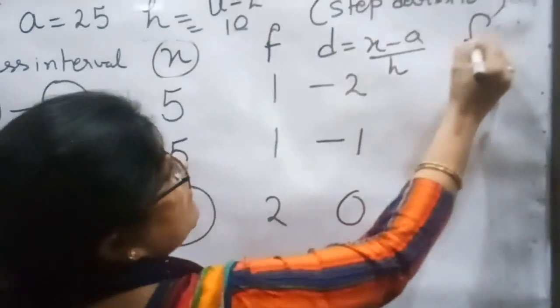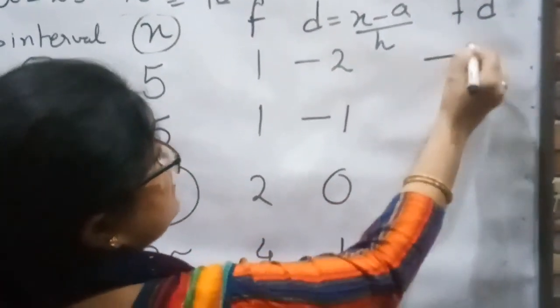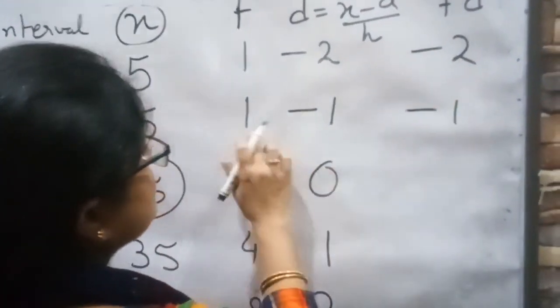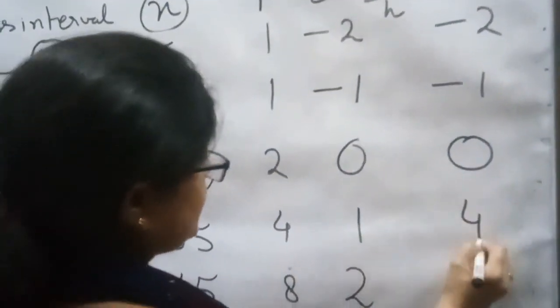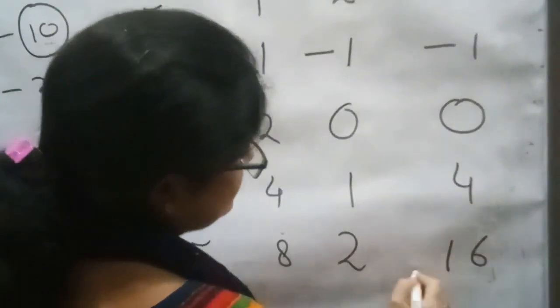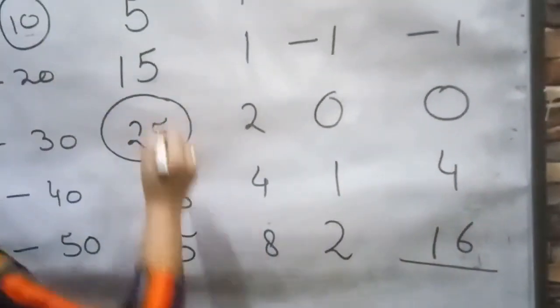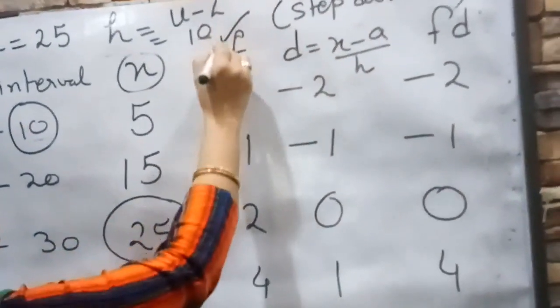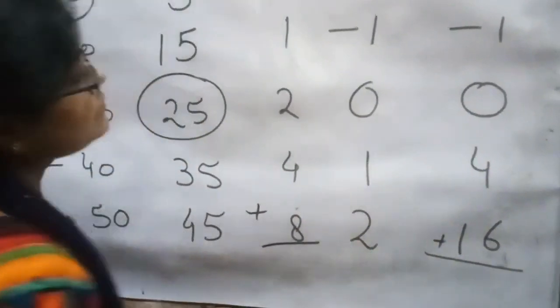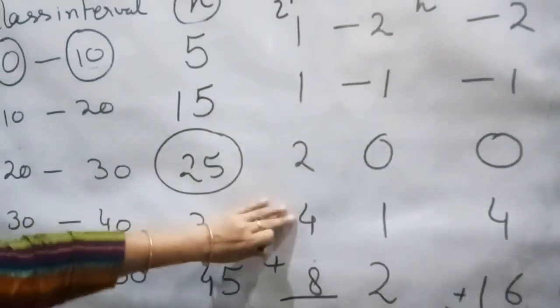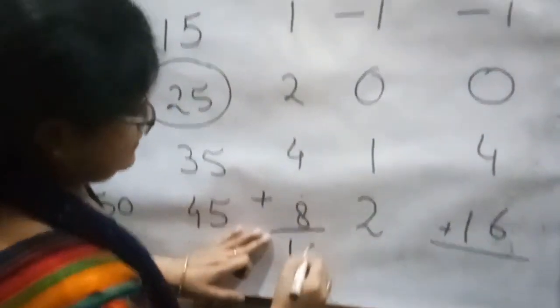Now multiply f into d. That means minus 2, minus 1 we multiply. So this becomes 0. 4 1s are 4, 8 2s are 16. Now we have to do the sum of frequency and sum of FD. This one and this one. Just add them. 2 to 4, 4, 8, 8, 8, 16.